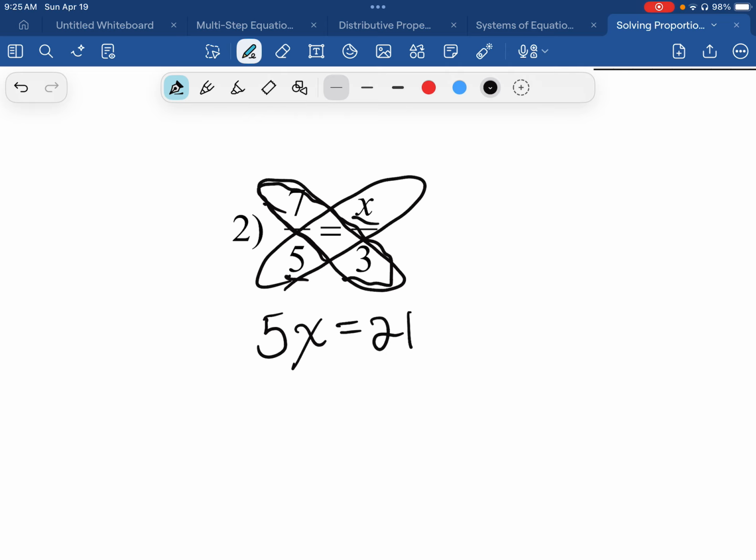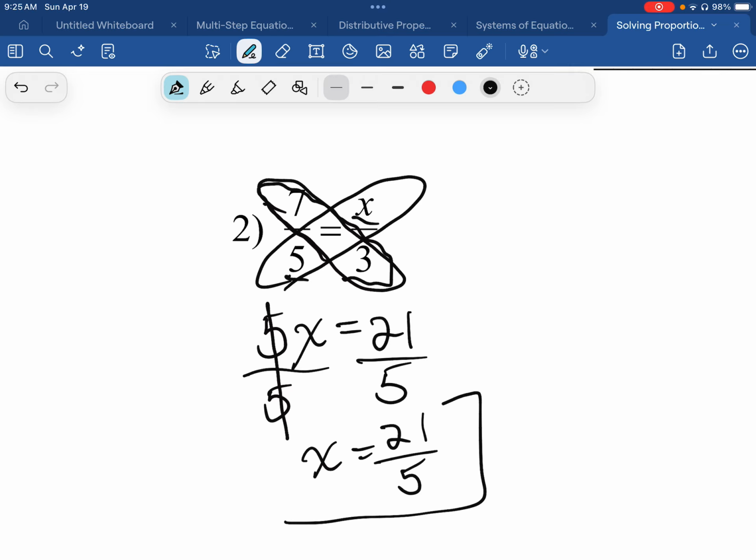Now it looks more familiar. Right now the x is being multiplied by 5, so to undo that, we can divide by 5. But of course, we have to do it to both sides. This allows us to cross out the 5's on one side, leaving us with x equals 21 over 5.